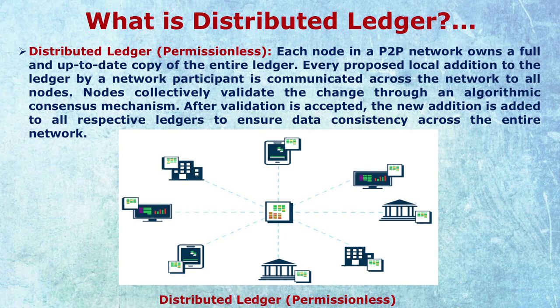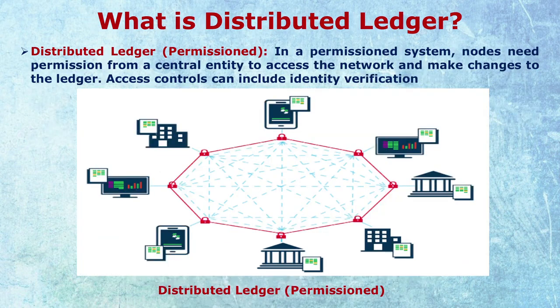Every proposed local addition to the ledger by a network participant is communicated across the network to all nodes. Nodes collectively validate the change through an algorithmic consensus mechanism. After validation is accepted, the new addition is added to all respective ledgers to ensure data consistency across the entire network. And in the case of a distributed ledger which is permissioned, the nodes need permission from a central entity to access the network and make changes to the ledger. Access controls can include identity verification.